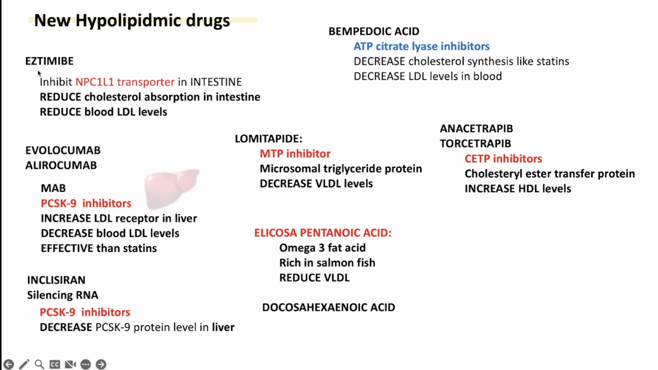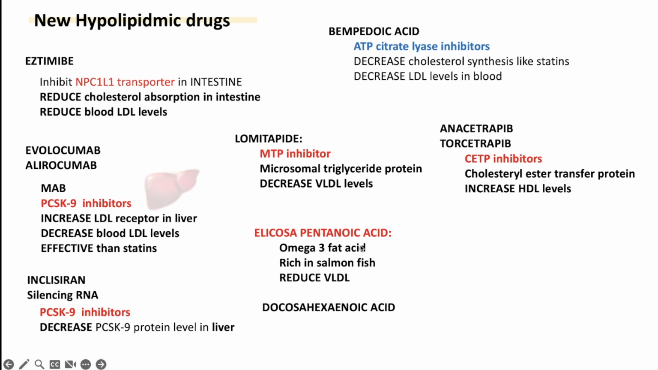So all these, ezetimibe, evolocumab, alirocumab, inclisiran and bempedoic acid, will decrease the LDL levels. Whereas lomitapide, which is an MTP inhibitor, that is a microsomal triglyceride transfer protein inhibitor, decreases the VLDL levels. And additionally, eicosapentaenoic acid and docosahexaenoic acid will reduce the VLDL levels.